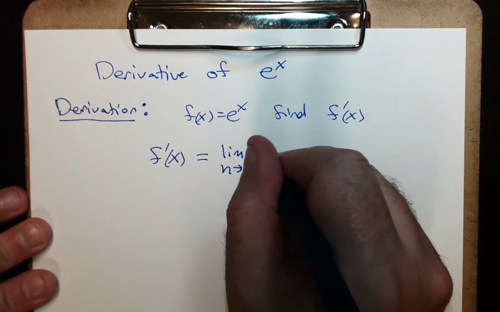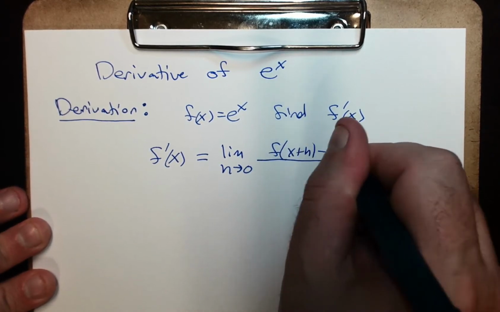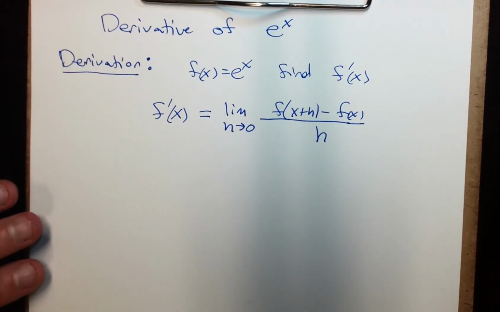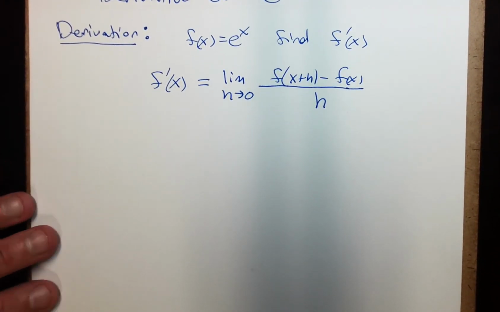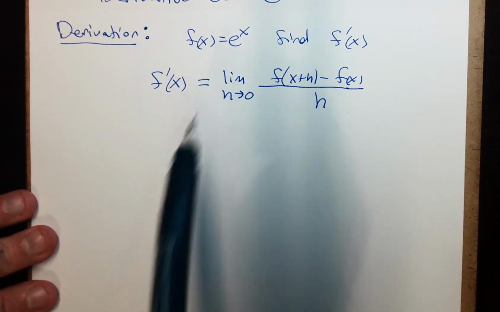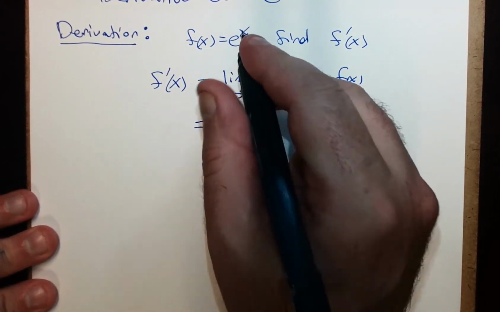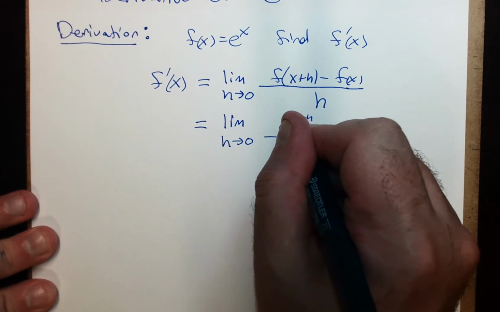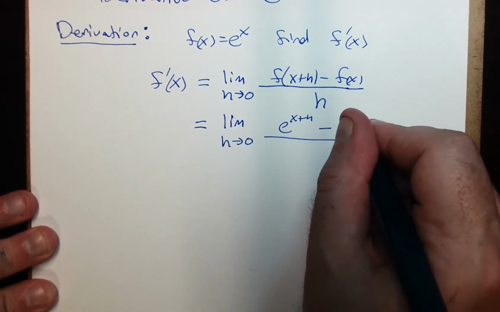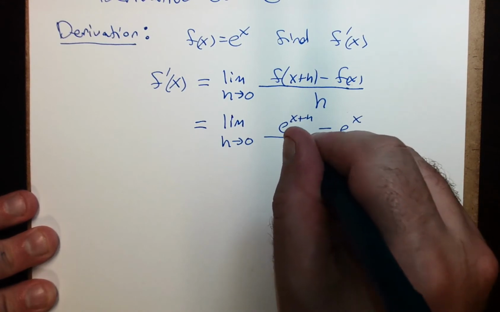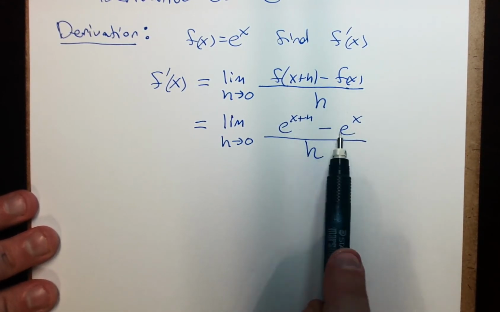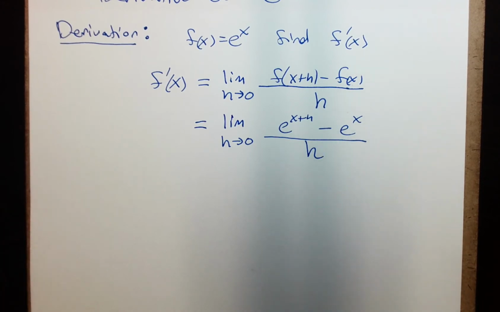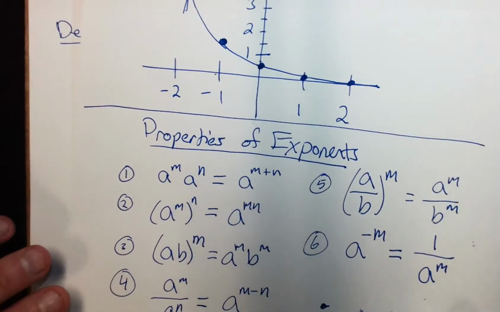f prime of x is the limit as h goes to 0 of f of x plus h minus f of x over h. Now you probably remember this vaguely, but it was probably a while back for you. It's towards the beginning of your first semester calculus class. But let's try to use this formula with this f. So if f of x is e to the x, this is the limit as h goes to 0 of f of x plus h, which is e to the x plus h, minus f of x, that's e to the x, over h.